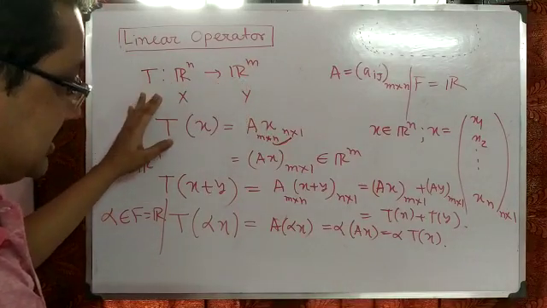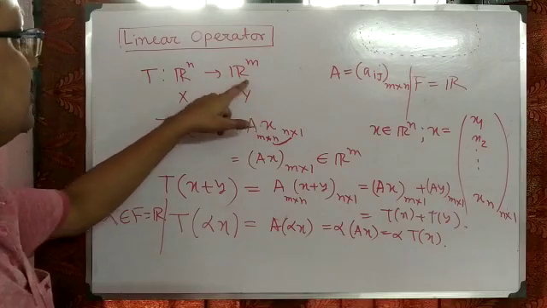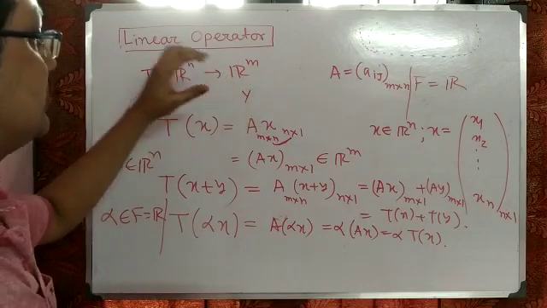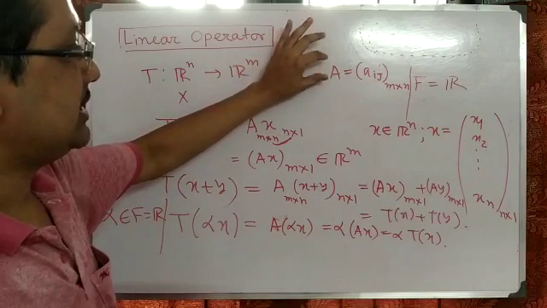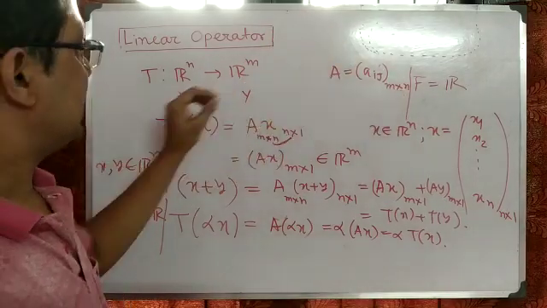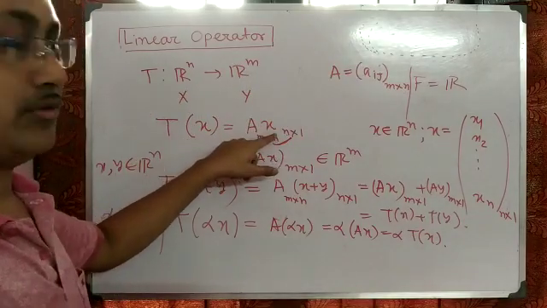So it is an example of a linear operator for two different dimensions, one is n dimension and another is m dimension. So one trick is there. If you choose any matrix of m cross n, then we can easily find a linear transformation T of x, which is equal to A of x.